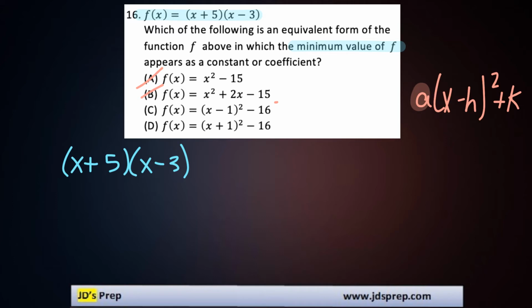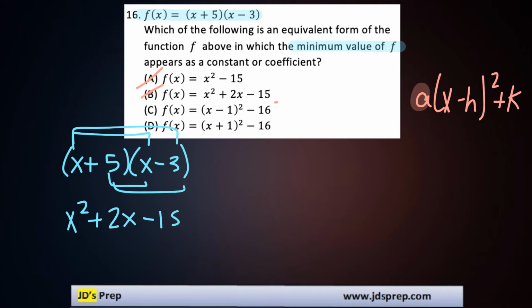Now, how do we write this into that form? Well, our first step is going to be to expand it. And we can do that using the FOIL method. And we would get x squared plus 5x minus 3x. So combining those, we'd get plus 2x minus 15.